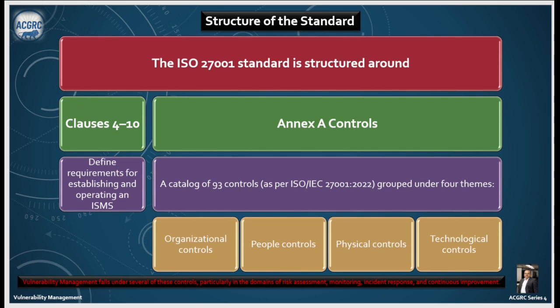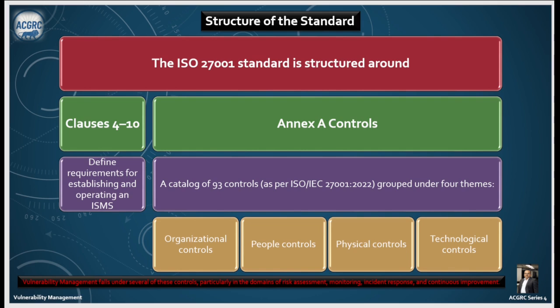Clause 7 is support. It is ensuring people, tools, training, and documentation are in place. Clause 8 is operation, which is to put your information security plan into action. Clause 9 is performance evaluation, which is about monitoring and measuring how well your security program is working. Clause 10 is improvement, which is to fix problems and make your security better over time. These clauses form the core of the ISMS, the Information Security Management System.